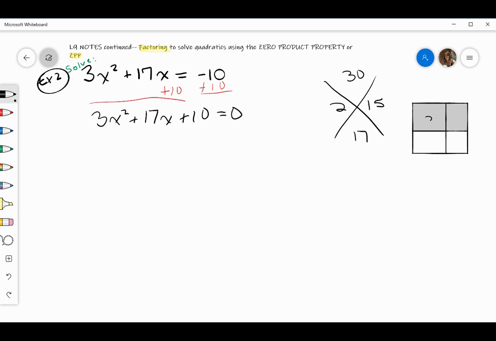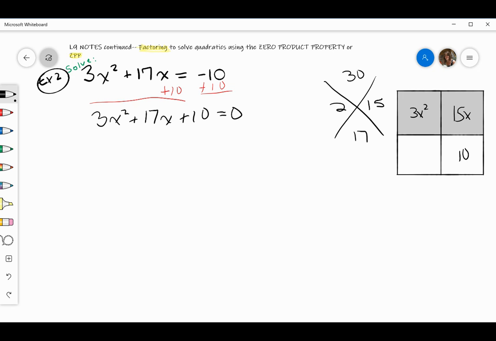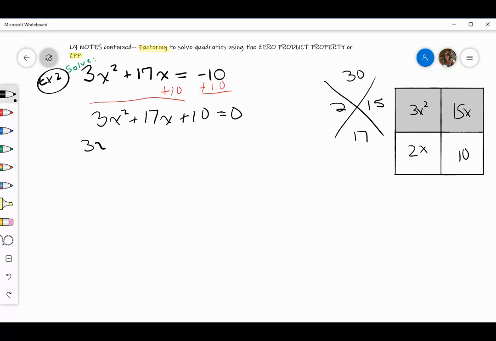And put 3x squared here and 10 down here. And we know that we're splitting this along the diagonal, right? And then I could find what the factors are, or I could rewrite this and do this grouping method. Give me a second to get this just a little fatter so I don't look so kindergarten-like. So 3x squared plus 15x plus 2x plus 10.